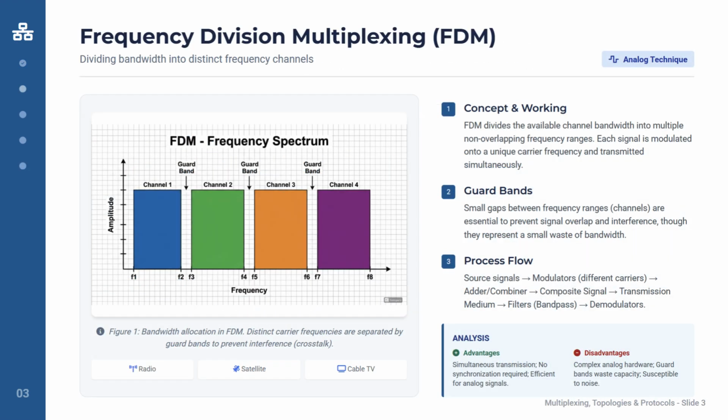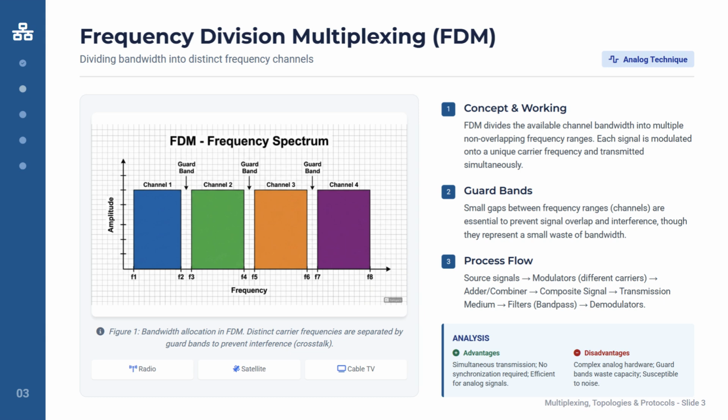Welcome to frequency division multiplexing, or FDM, the analog wizard that slices up bandwidth like a DJ assigning tracks to different radio stations. We're talking dividing the available channel bandwidth into distinct, non-overlapping frequency channels, so multiple signals can jam together without the chaos of overlap. Let's unpack the concept and how it works.